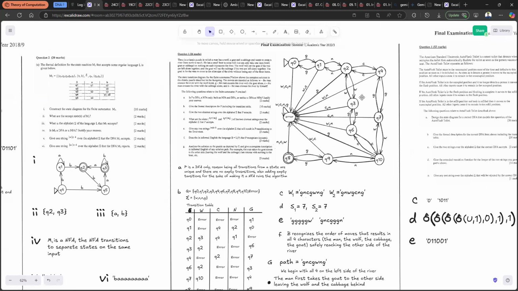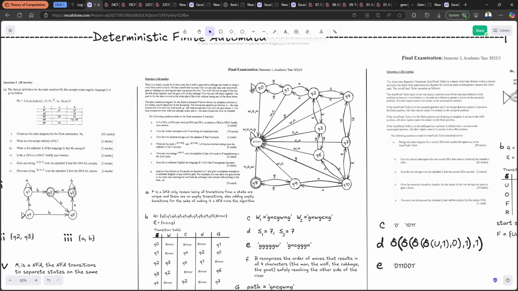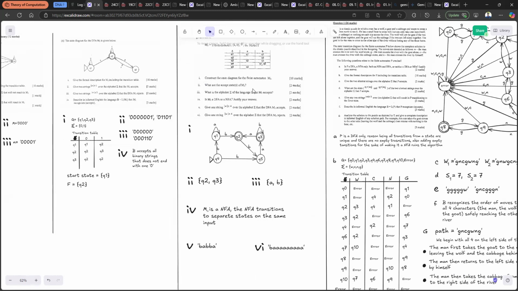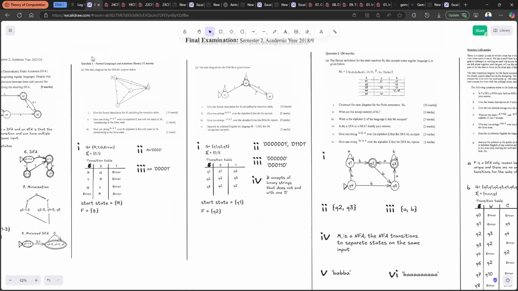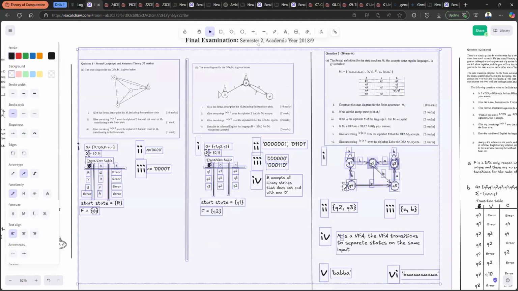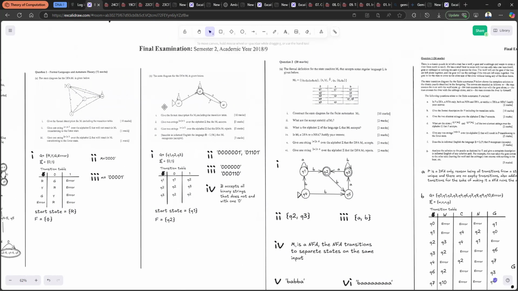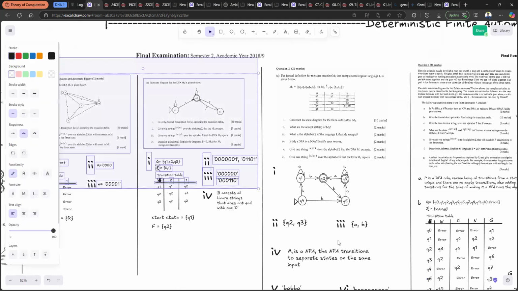Now we move on to the next question. I'm moving kind of fast because it's repetitive, it's kind of the same thing. If you really understand it, these three things right here are the same question from the same papers.